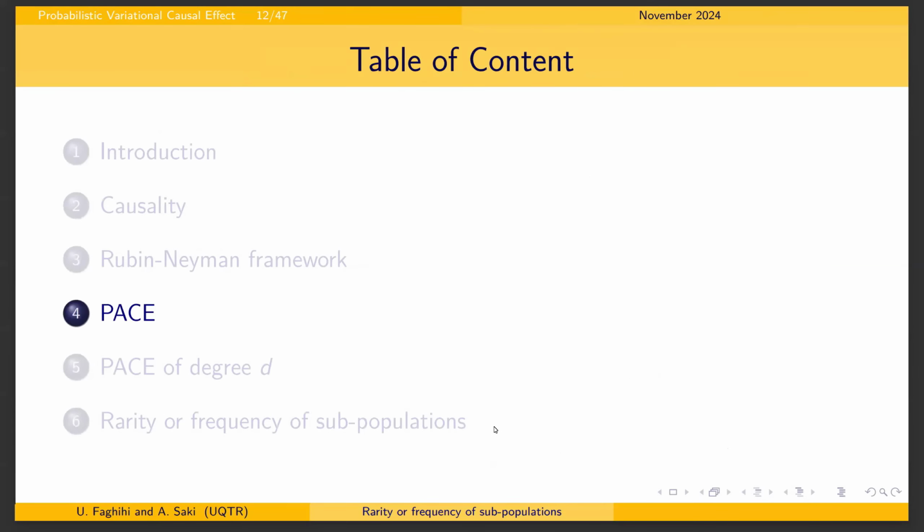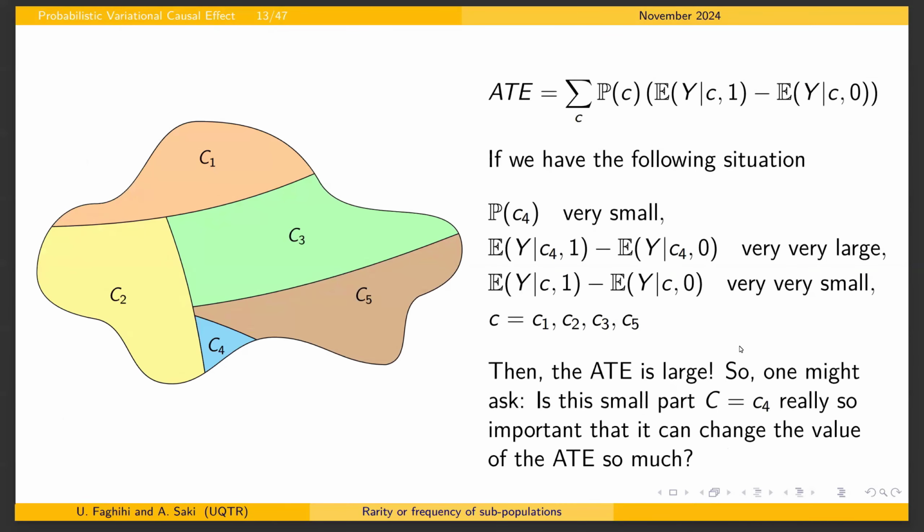Okay, now coming to a little preamble for our model. We saw the formula of ATE, just explained. Now, there are two big problems with this ATE. Let's say that our data set is something like this, very simplified. So we have C1, C2, C3, C4, and C5; these are subpopulations. Now, you see that the subpopulation C4 is small compared to the others, right?